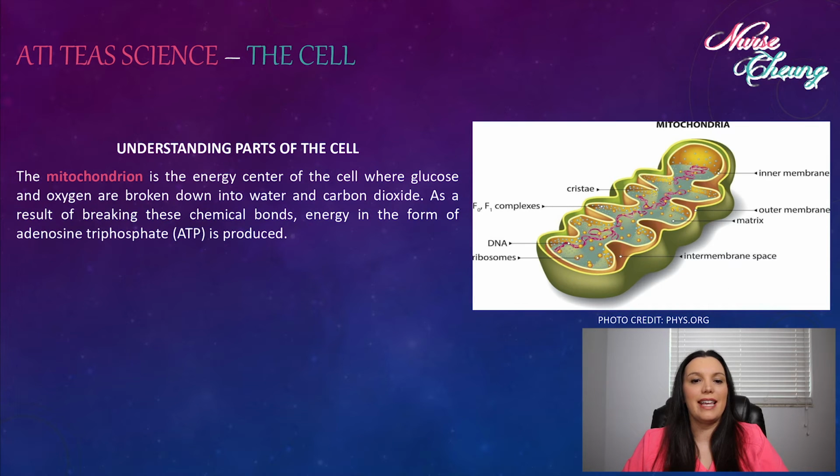The mitochondrion is the energy center of the cell, where glucose and oxygen are broken down into water and carbon dioxide. As a result of breaking these chemical bonds, energy in the form of adenosine triphosphate, ATP, is produced.